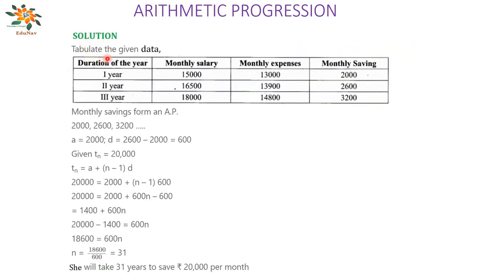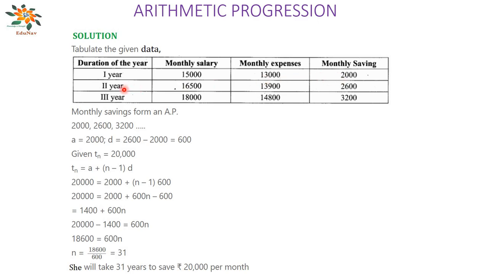Solution. Let us consider the tabular column that is given here. In the first year, it is given that Priya's salary is rupees 15,000 and her monthly expenses are rupees 13,000. Therefore, her monthly savings will be 15,000 minus 13,000, which will be 2,000.